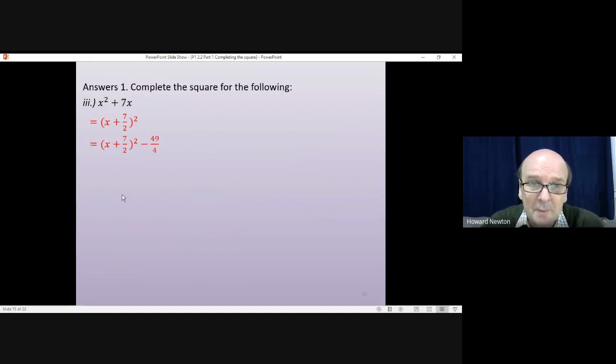Then when we square the bracket, we get everything we want, but we'll also get 7 over 2 all squared. We need to take that away, which gives us minus 49 over 4.